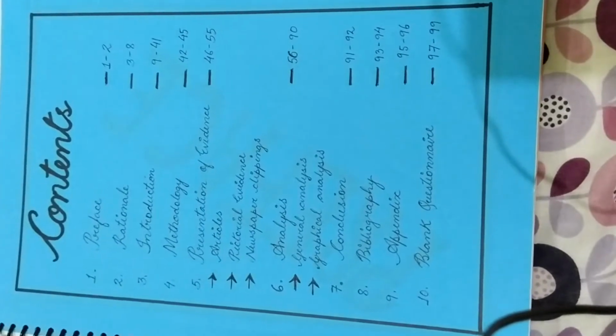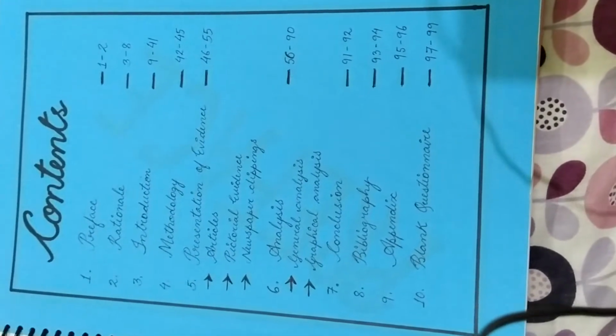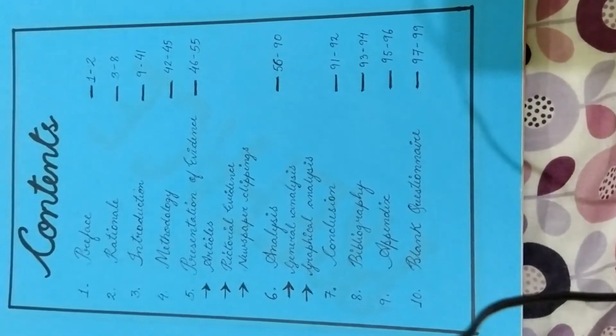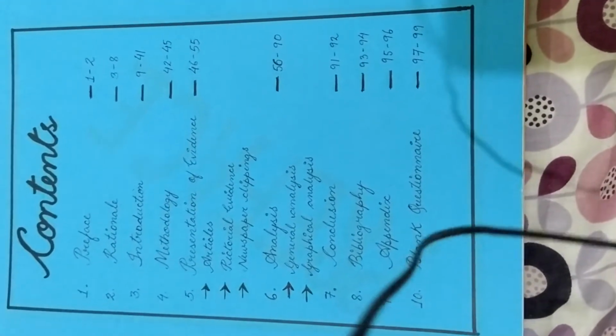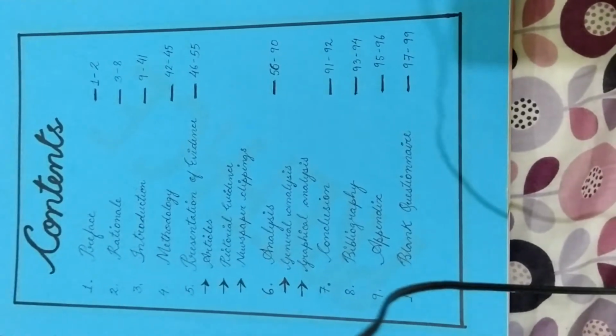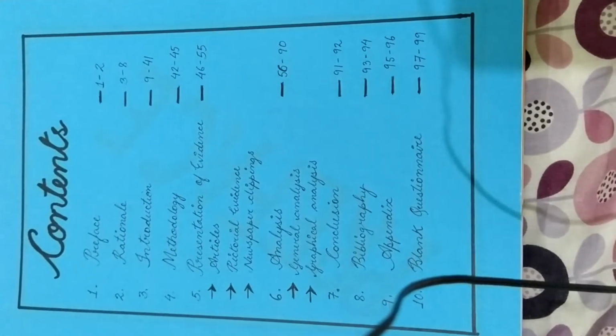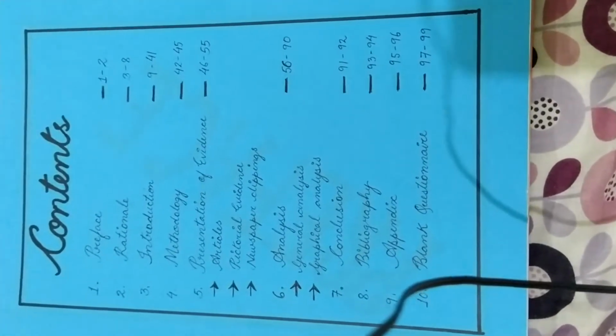Then presentation of evidence. There are 3 kinds of presentation of evidence. One is articles related to your topic. Next is pictorial evidence: any picture you can collect from the net, or if you can click photographs, that is even better. Then the newspaper clippings: any newspaper or magazine clipping that you get regarding your project.